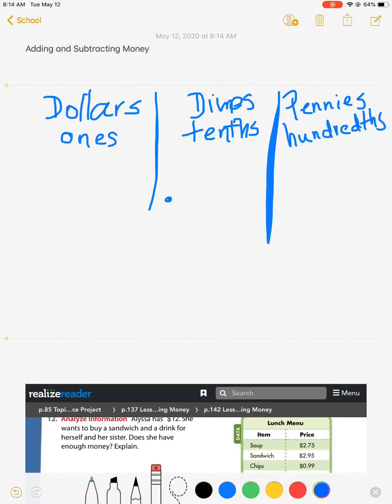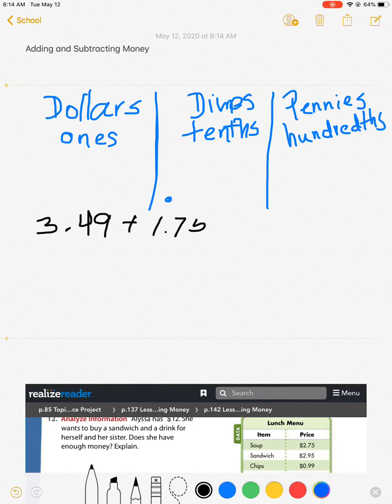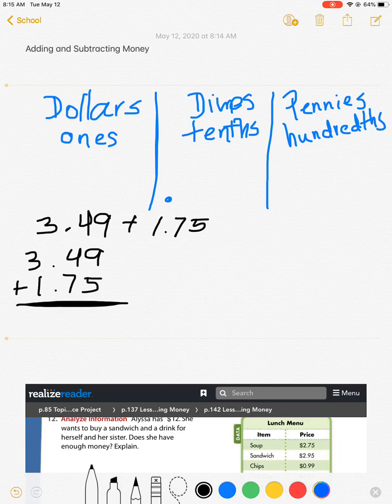So let's do a few examples together and then we'll go to our workbook page. So remember, line up your decimal points. Let's say we have $3.49 plus $1.75. So remember, stack it, rewrite it. $3.49 plus $1.75. So look right here, all of my decimals are connected. Now we can add.